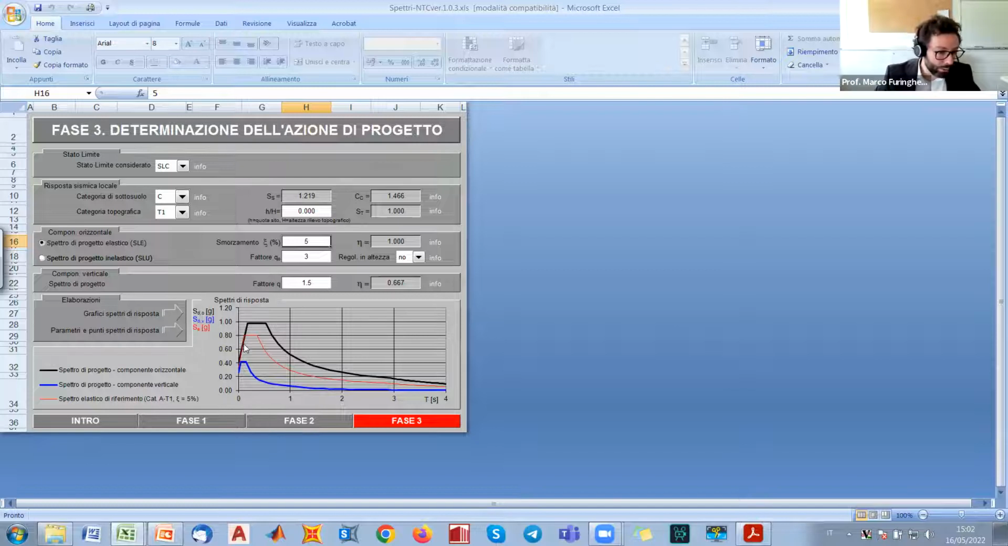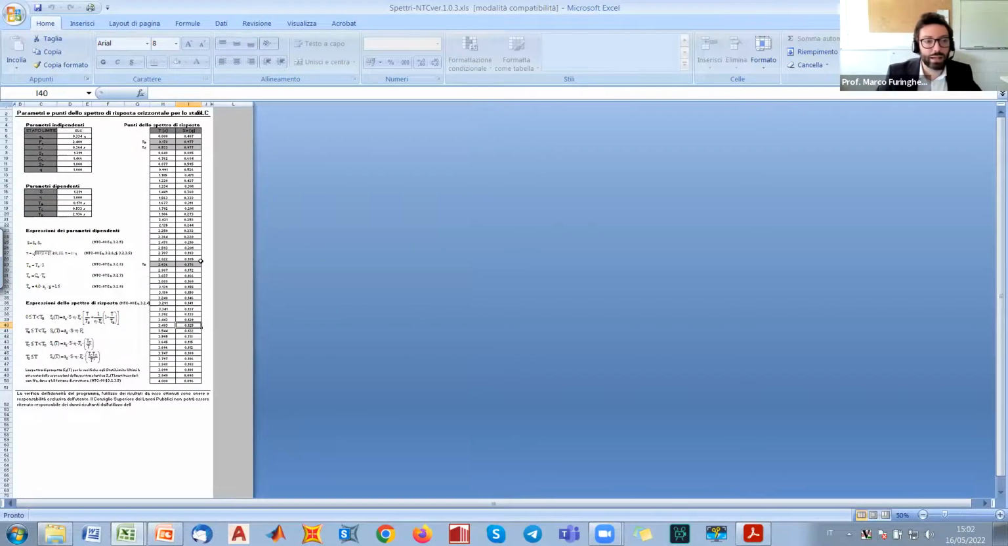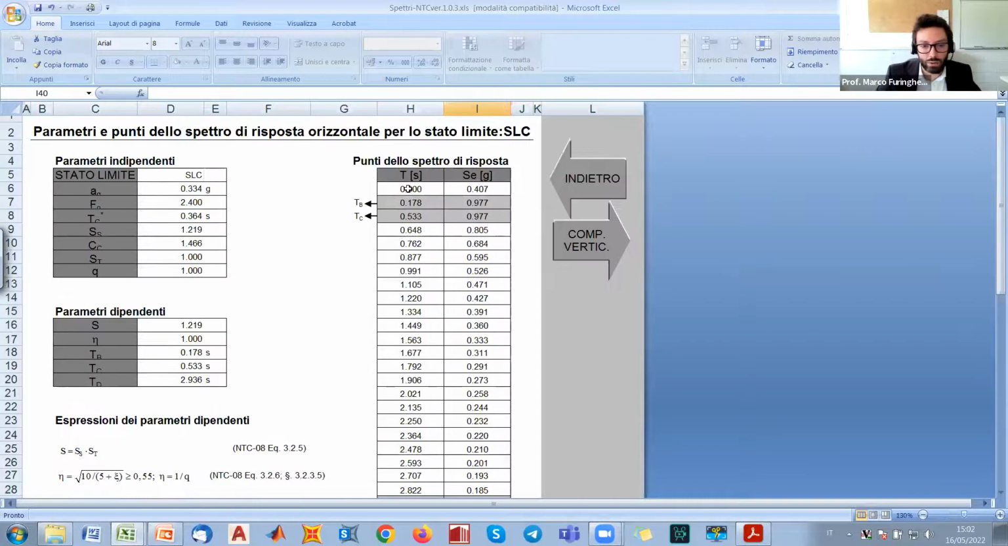Then we go to the parameters of the response spectra, and they are provided according to a period column and an elastic spectrum column. You just have to pay attention to some parameters.